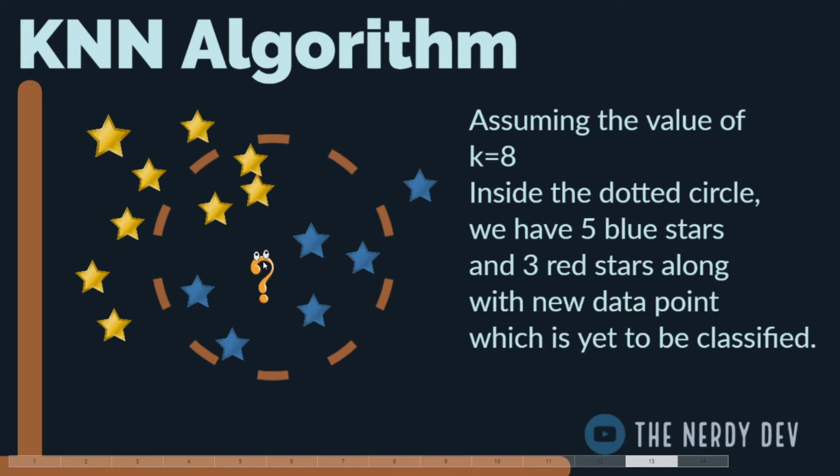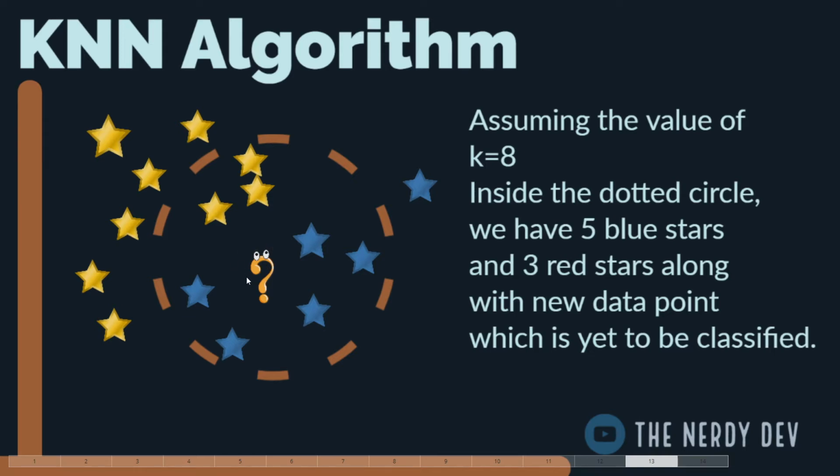So there must be some criteria or condition based on which the algorithm under study should be able to classify the new data point to the correct class. Let us see how we can do that using the KNN algorithm. Let us assume the value of k as 8. Now we are interested in the 8 nearest neighbors in the vicinity of this new data point, which is represented by a question mark.